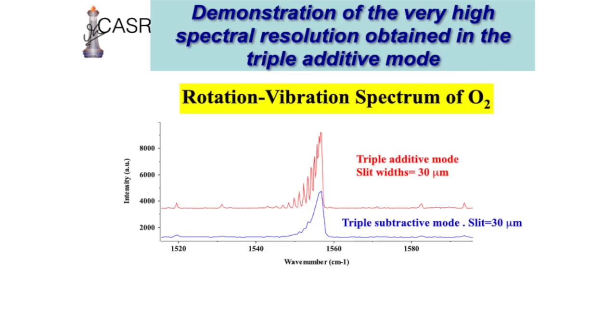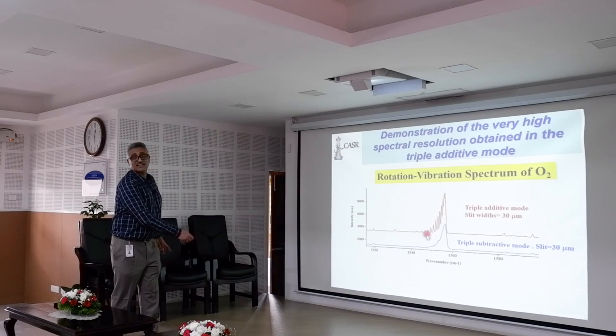You see, oxygen. Oxygen is O2. So I told you O2 vibration is only one stretching, right? This is the vibration of the O2. That happens around 1545 or something like that. It's around 1540. This is the vibration mode.